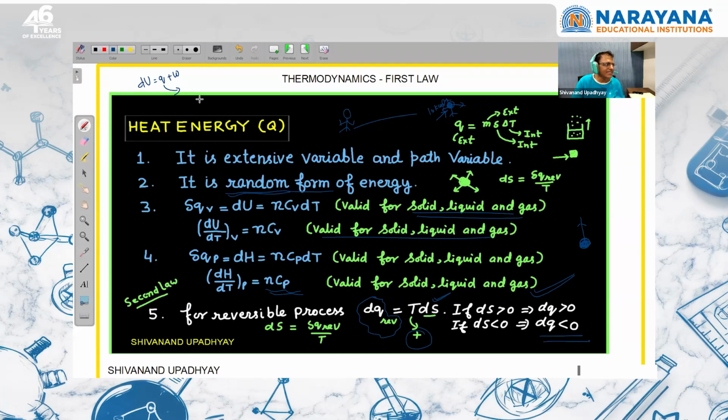Just as for work we write dw is equal to minus P external into dV. The pressure is always positive. When the volume change is positive, work is done by the system. When volume change is negative, we'll say work is done on the system. So be careful about this work IUPAC convention. Work done on the system and done by the system is known from the volume change.